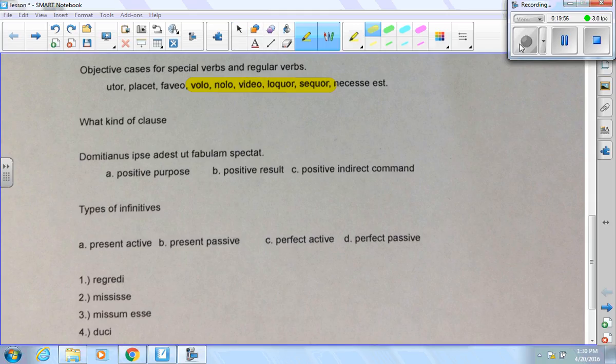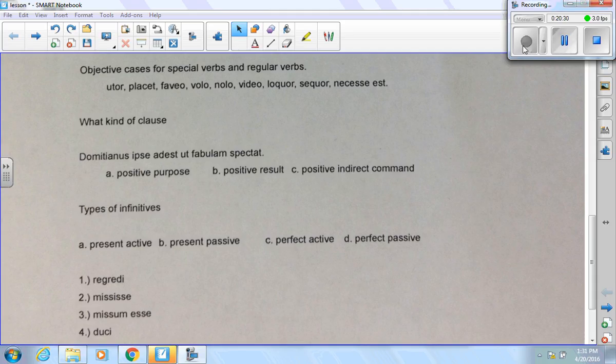Are you going to get some sentences that are asking you what kind of clause you're dealing with? In this one we have Domitianus ipse adest ut fabulam spectet. Well, we have an ut, so we know that it's dealing with a purpose clause or result clause. Could be an indirect command, and those are our three choices. When we look at this, is it an order? Domitian is here. Well, it's not a result clause because I don't have a so word. He's here in order that he can do something. That's probably the purpose. There are several of those that are going to ask you, do you recognize what kind of subjunctive clause is being used?